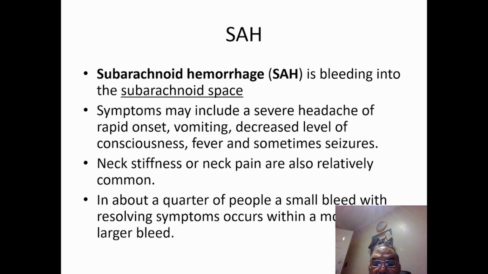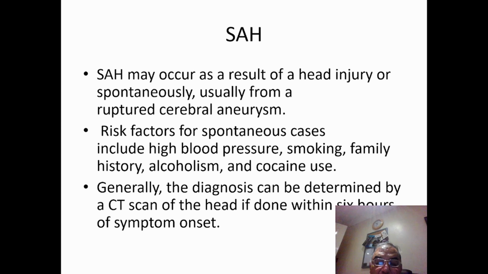Now, a word about subarachnoid hemorrhage. It usually presents with a thunderclap headache, and it's important to remember that the thunderclap headache usually has a precipitous onset, and the headache builds up in seconds to minutes rather than hours to days. The symptoms include a severe headache, vomiting. They can have decreased level of consciousness, fever. Sometimes they can have seizures as well. Neck stiffness and neck pain are also relatively common, and usually if it's a small bleed, it will resolve on its own.